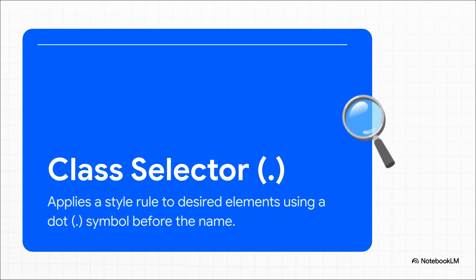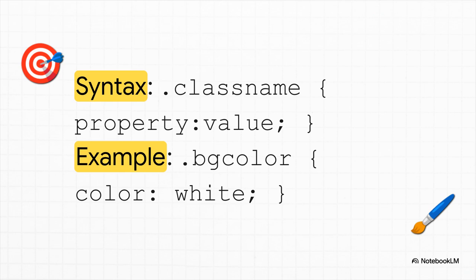This is like putting a special tag on a few specific chairs in your house so you can paint them a different color from all the others. You group them together with a class. Now pay very close attention to this symbol here. You see that little dot at the beginning? That's the key. It tells CSS that BG color is a class name. So now any HTML element you decide to give that class to will get these styles. It's the perfect tool for styling specific groups of things.